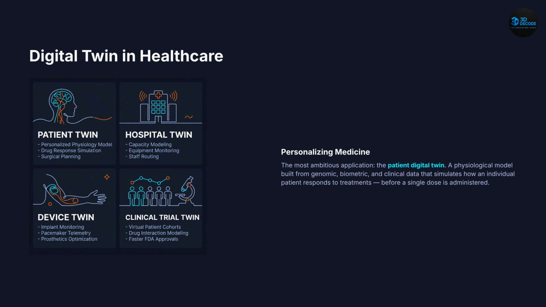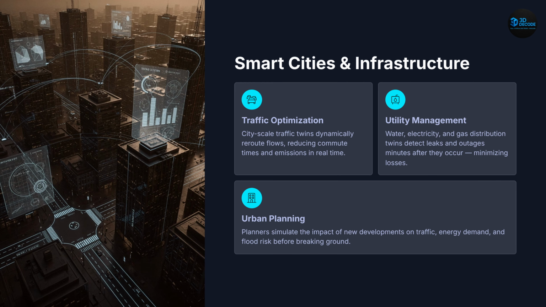Slide 22. Digital twins in healthcare. One of the most futuristic ideas is the patient digital twin, a virtual physiological model capable of simulating how a specific patient might respond to treatments. Slide 23. Smart cities and infrastructure. Entire cities are becoming digital twins. Traffic systems, utilities, emergency services, and urban planning can all be optimized through real-time city-scale simulation.